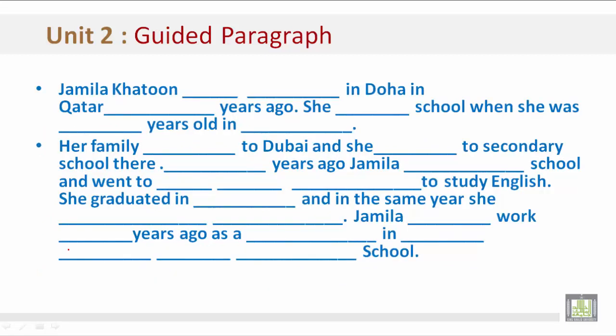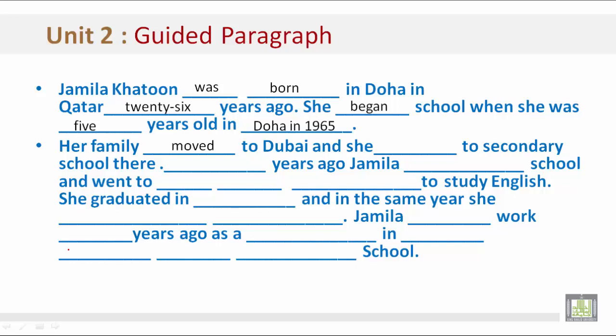Now, one thing I want you to do is go back and forth between these slides. I will give you the answers. Jamila Khatun was born in Doha, in Qatar, 26 years ago. She began school when she was 5 years old, in Doha in 1965. Her family moved to Dubai and she went to secondary school there.